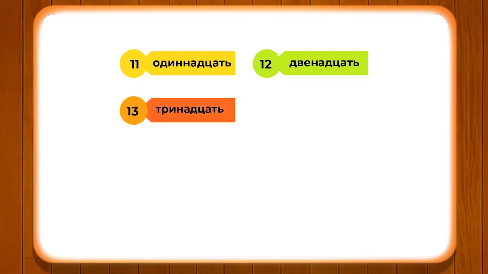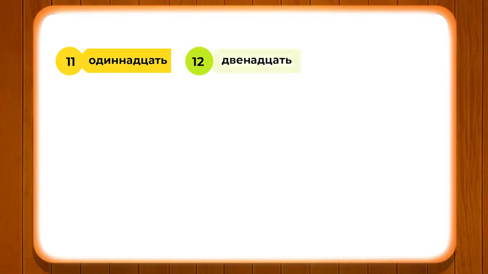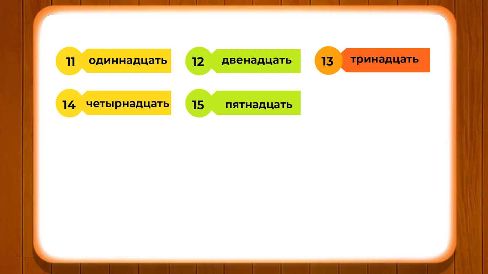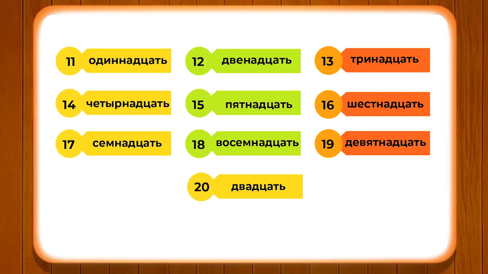Now, let us go back to the previous part. Here you can pay attention to how do we count 11. Odinnadtsat, dvenadtsat means 12, trinadtsat means 13, chetyrnadtsat means 14 and pyatnadtsat means 15. So, odin, dva, tri, chetyre, pyat, shest, sem, vosem, devyat and desyat. Then we have odinnadtsat means 11, dvenadtsat means 12, trinadtsat means 13, chetyrnadtsat means 14 and pyatnadtsat means 15. Then further we have shestnadtsat means 16, semnadtsat means 17, vosemnadtsat means 18, devyatnadtsat means 19 and dvadtsat means 20.